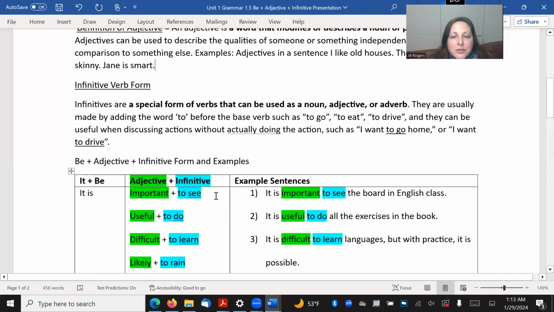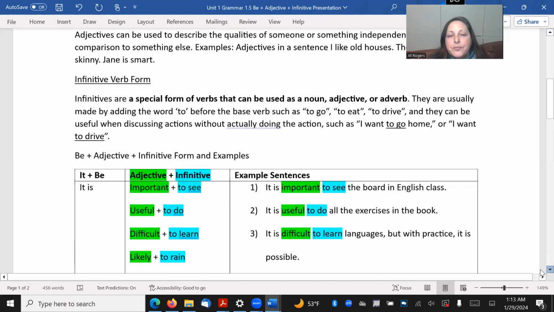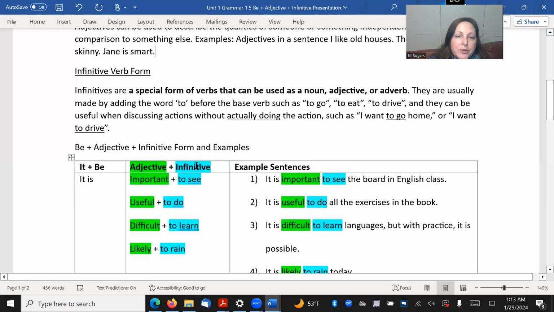Also, it is important to see. You're not really doing the action, you're just kind of making a statement about the action. So let's take a look at these examples of adjectives. I put the adjectives in green and I put the infinitives in blue. We usually have it plus be, and then we have the adjective, and then we have the infinitive.